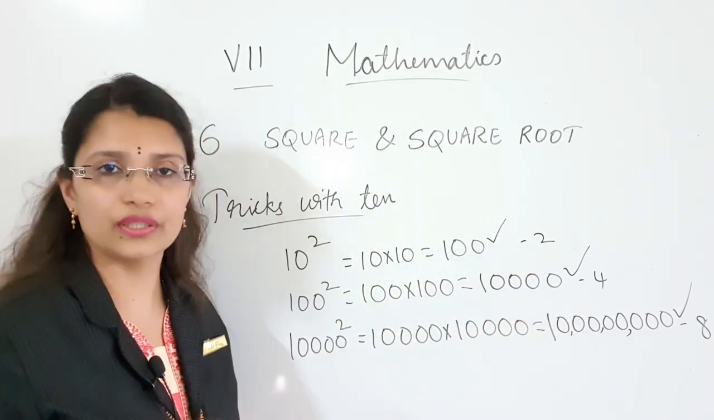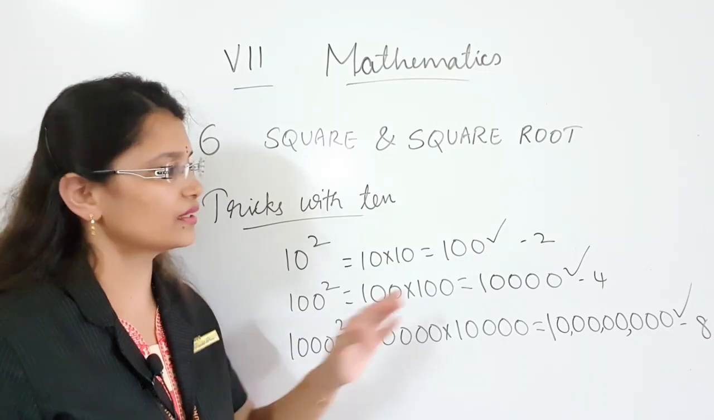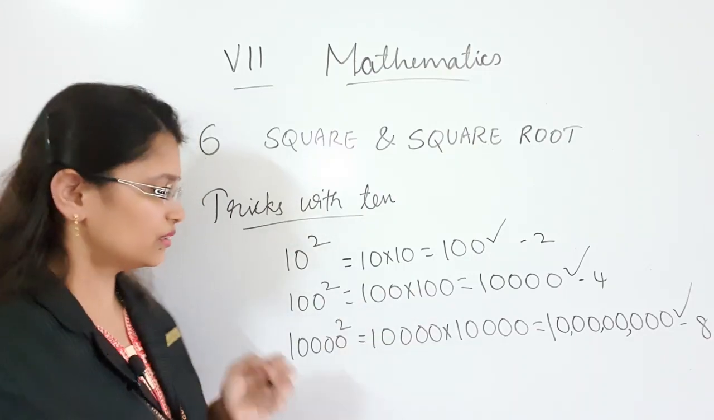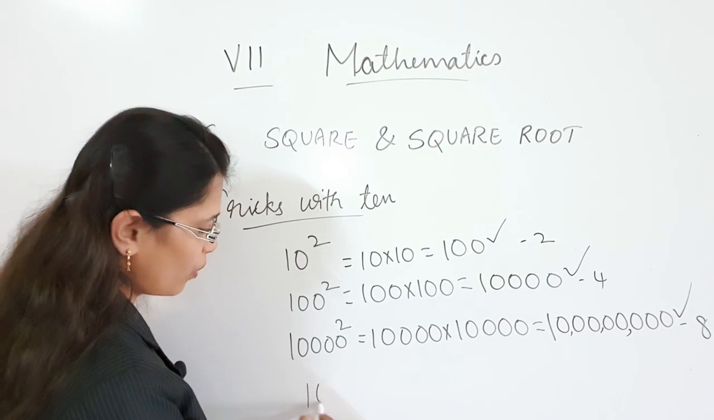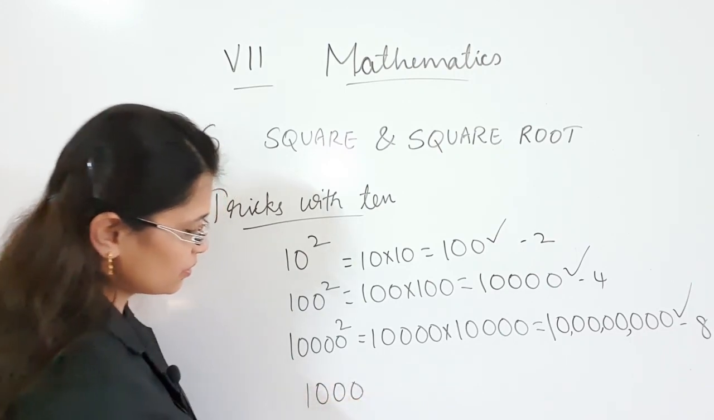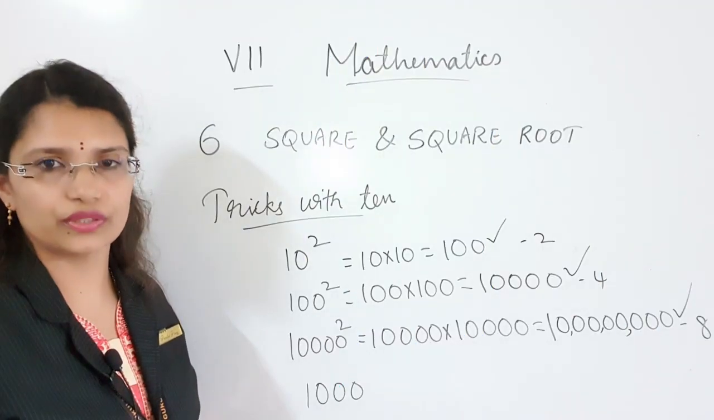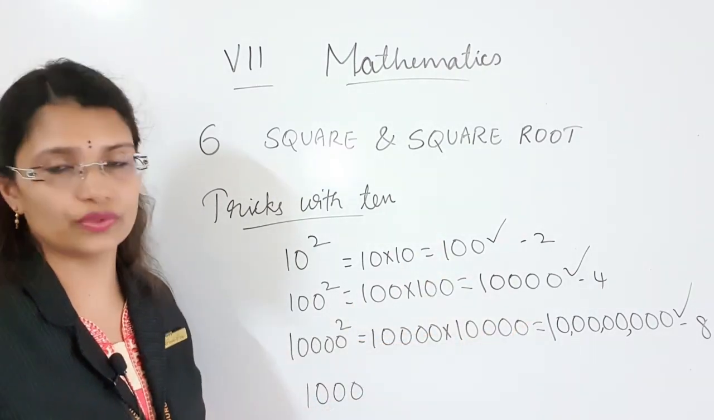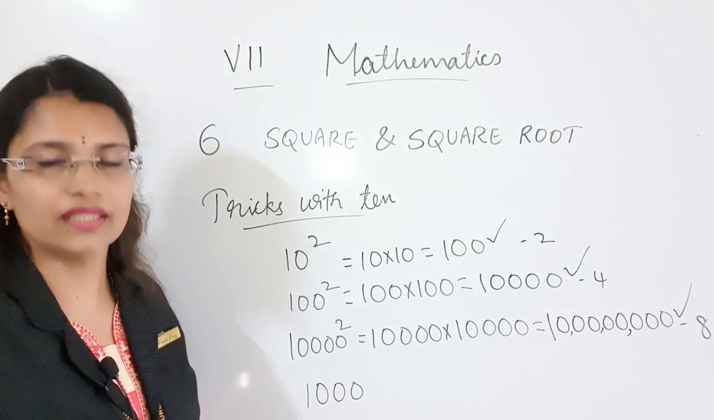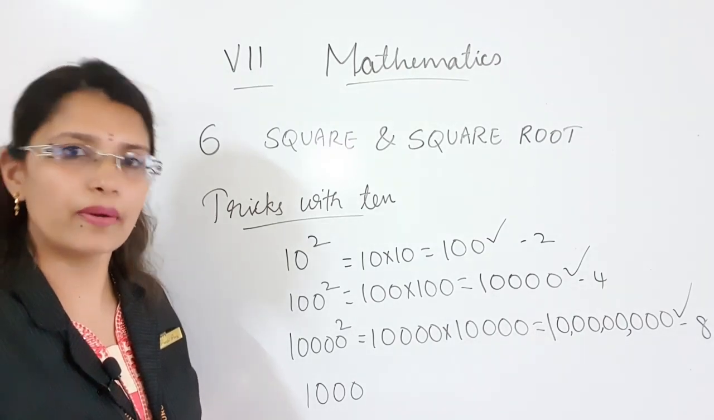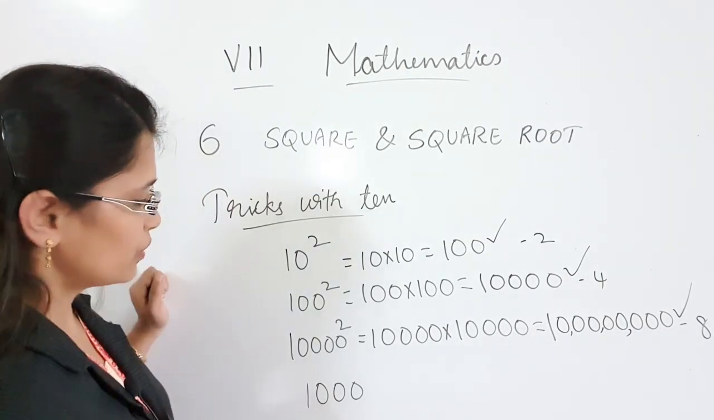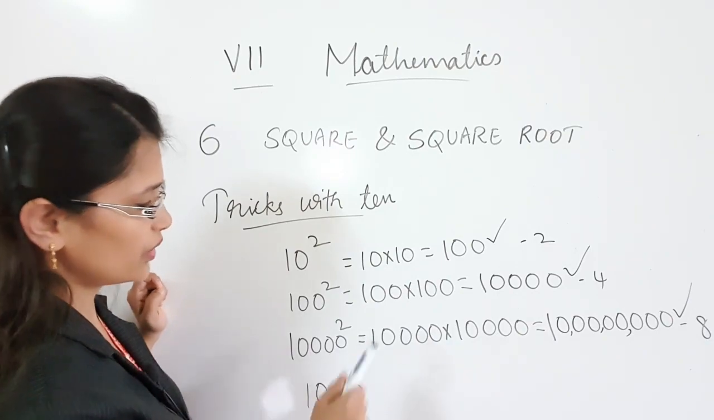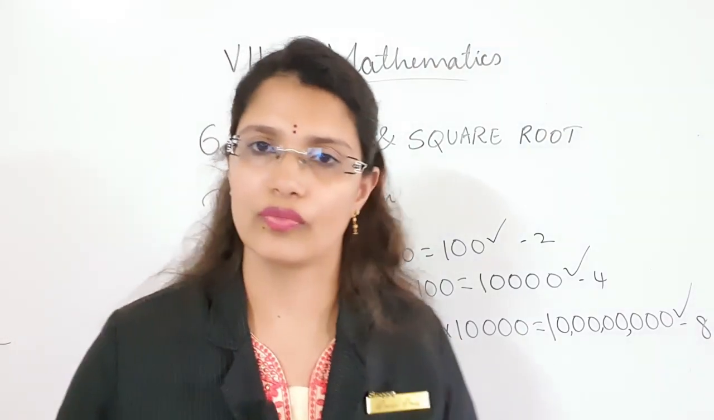If the number of zeros are even, then that is a perfect square. See, if the number of zeros are odd, this is 1000. Children, what about 1000? Is this a perfect square? No, because the number of zeros are odd. So, that means this is not a perfect square. 1000 square, you do it as homework.